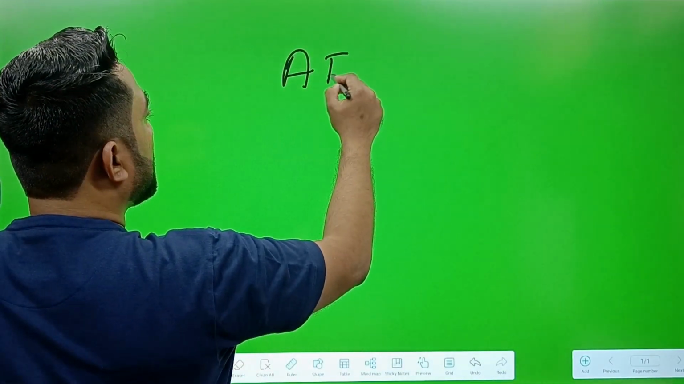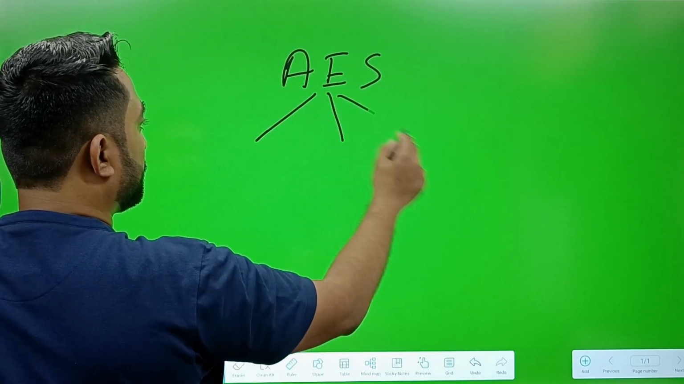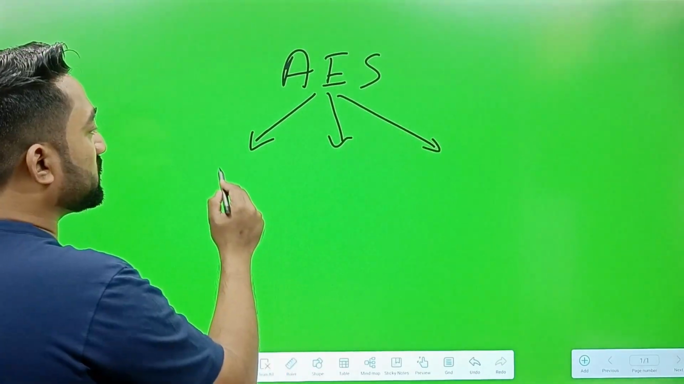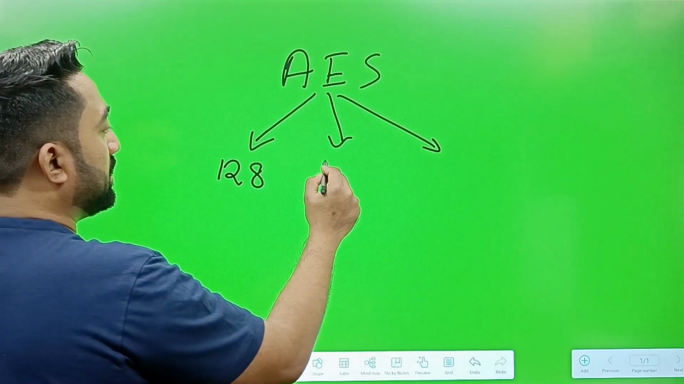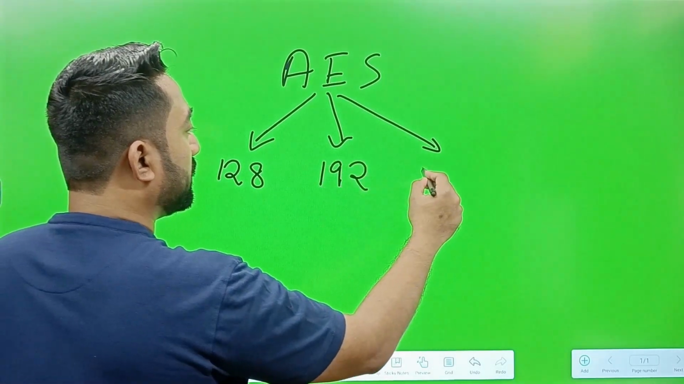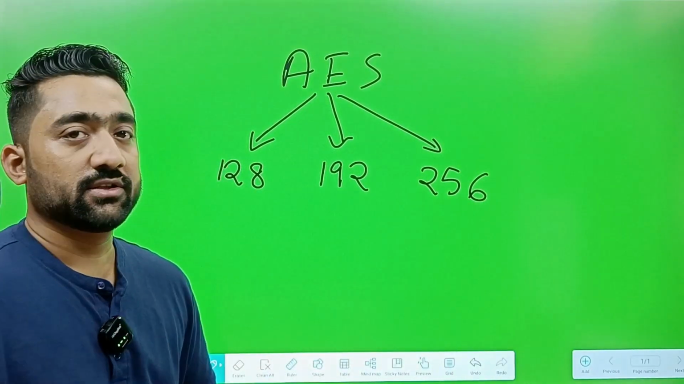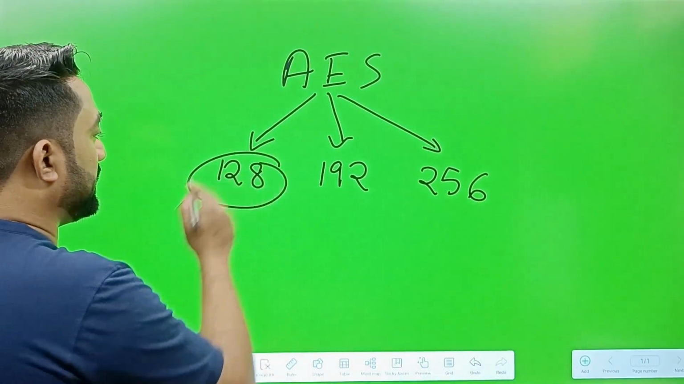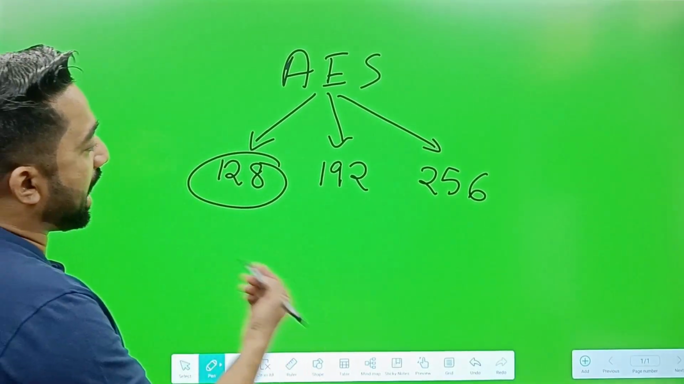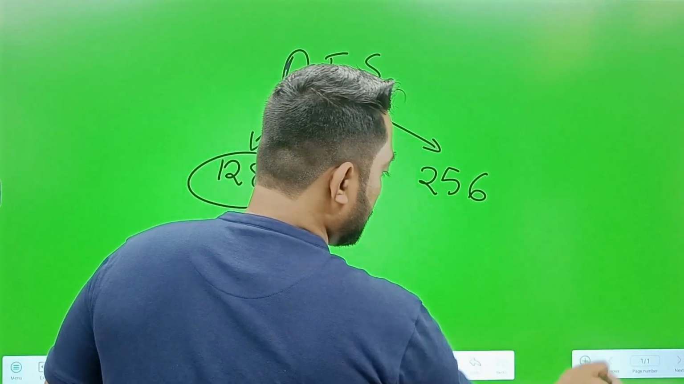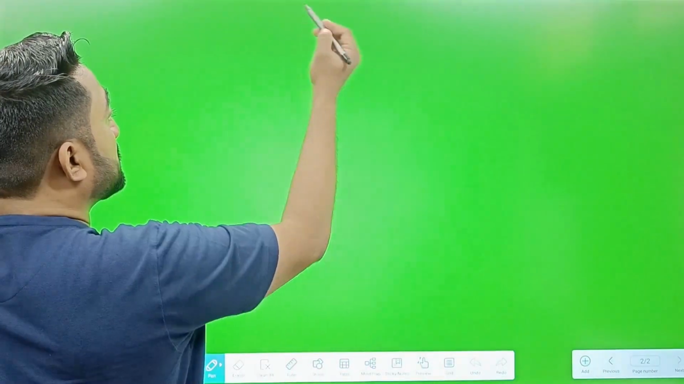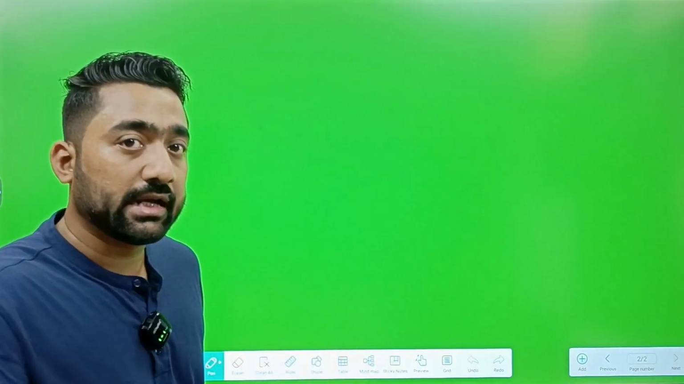So viewers, as promised, let me introduce you all to what exactly Advanced Encryption Standard is all about. First of all, it comes in three different varieties or types. First one is AES 128, then AES 192, and finally AES 256. We are going to focus on these three variants of AES, specifically AES 128. As the name suggests, AES 128 works on 128-bit blocks.